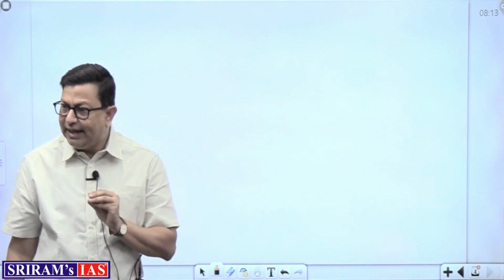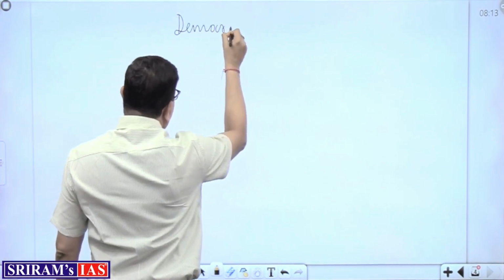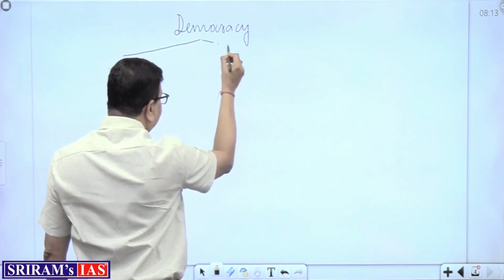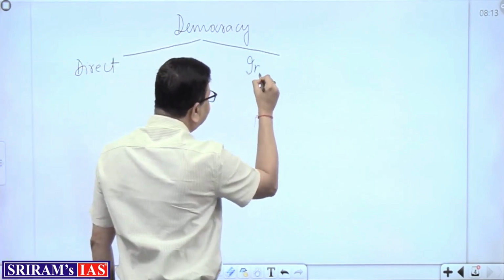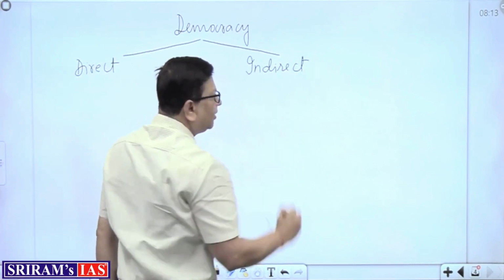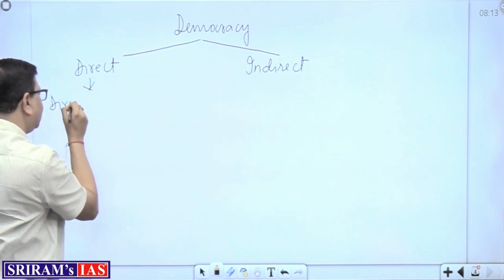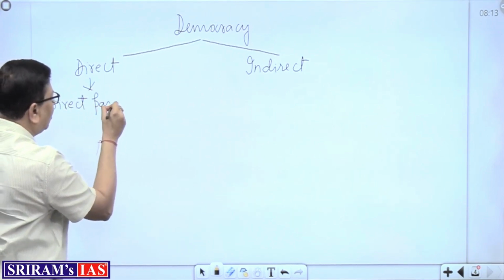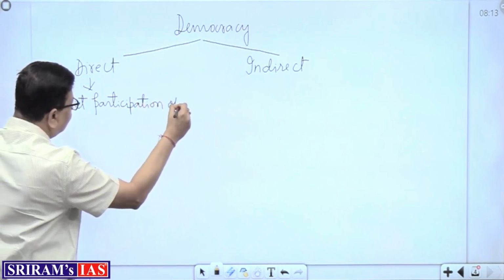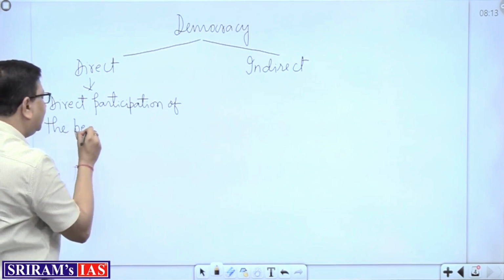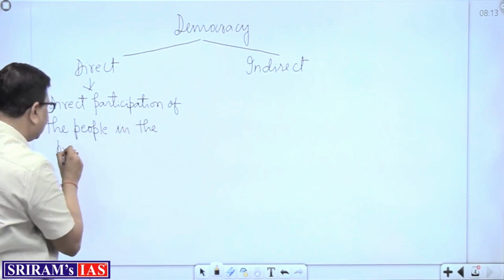Whenever we talk about democracy in the world, we have seen that the countries have adopted either direct democracy or indirect democracy. In a direct democracy, there is direct participation of the people in the process of governance.